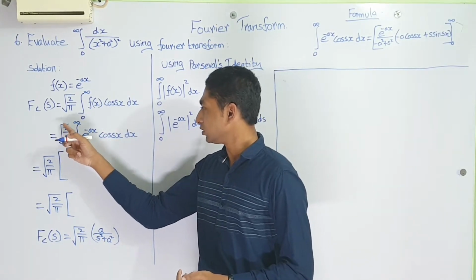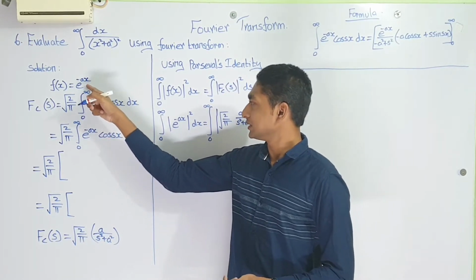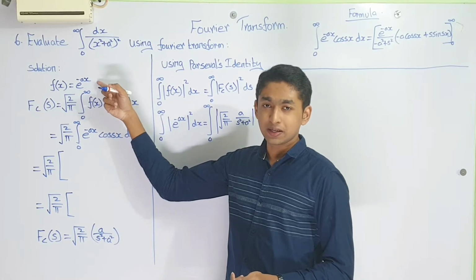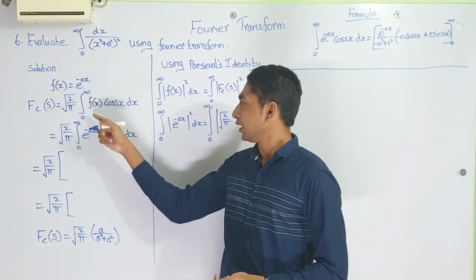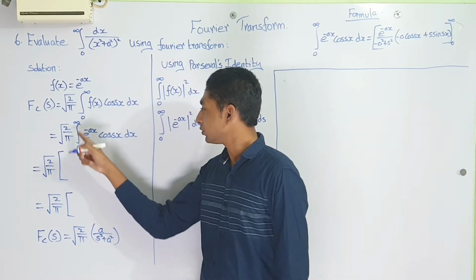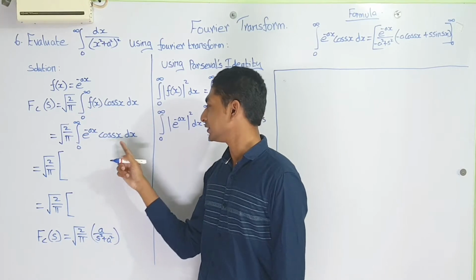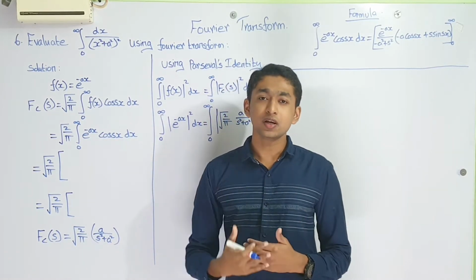And is equal to, now we are going to apply the f of x value. So f of x value is here. Therefore we are going to apply the f of x value in f of x. So it is equal to root of 2 divided by pi integral 0 to infinity e power minus ax cos sx dx. And now we are going to integrate.